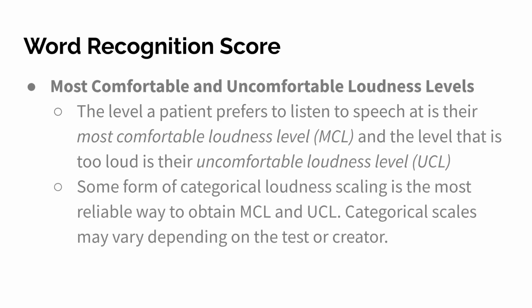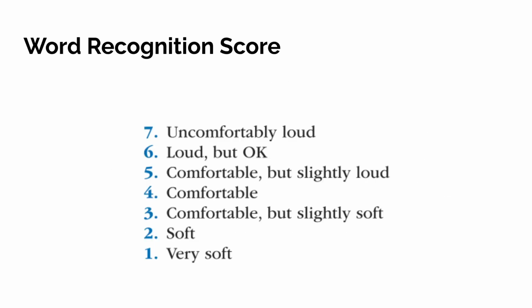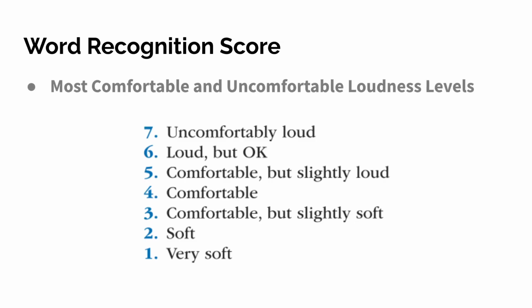Some form of categorical loudness scaling is the most reliable way to obtain MCL and UCL. Categorical scales may vary depending on the test or the creator. I'll show you what I mean by that. Here's an example of a categorical loudness scale. You've got a list in front of a patient going from very soft to uncomfortably loud. The key is you have numbers associated with the descriptors. This is used not only in hearing aids, but also in cochlear implant settings. They might just use different variations of the same thing.